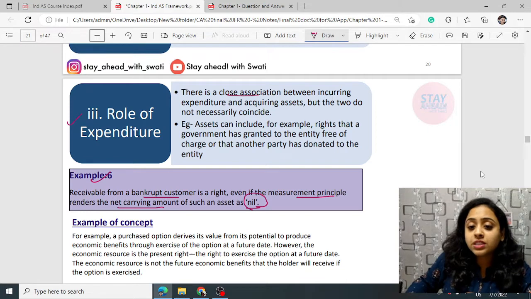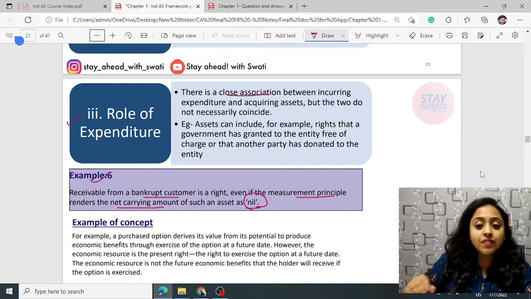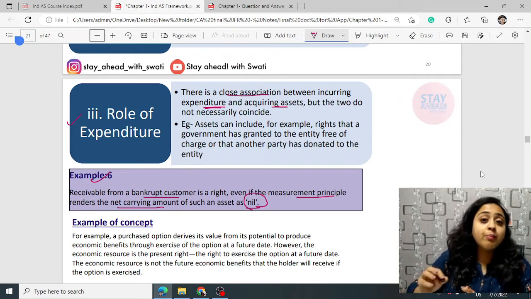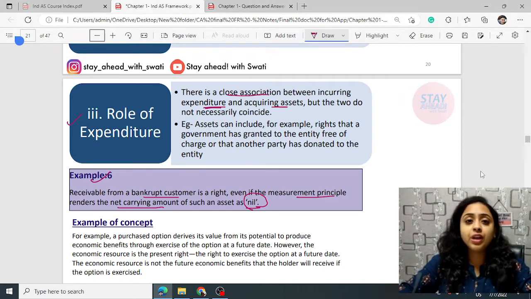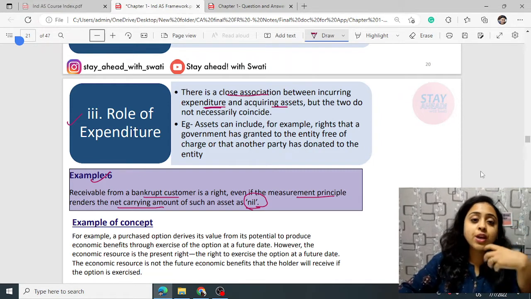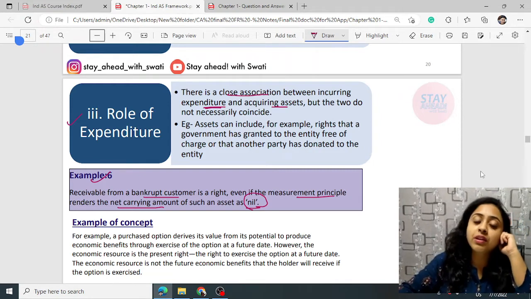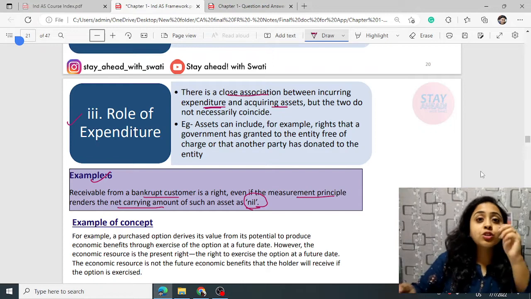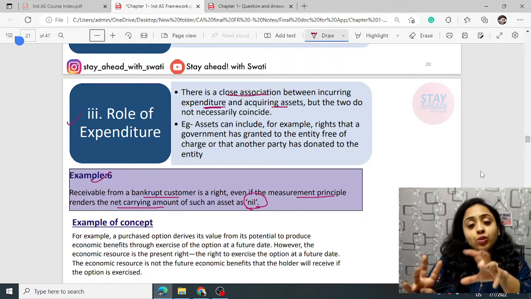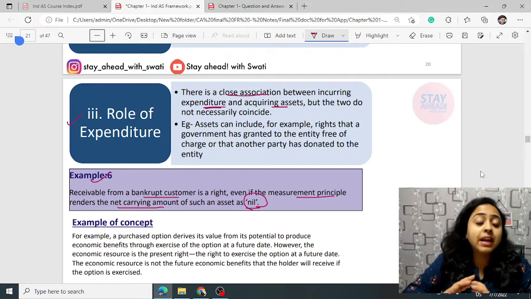There is a close association between incurring expenditure and acquiring an asset. There is a relation between them, but the timings might be very different. You have given an advance and you will be receiving the asset after 6 months. It might be the case that you have received the asset and you will be paying after a year. It can be possible. So paying for the asset and acquiring the asset are two different things. Though they are interrelated, the timings can be entirely different.